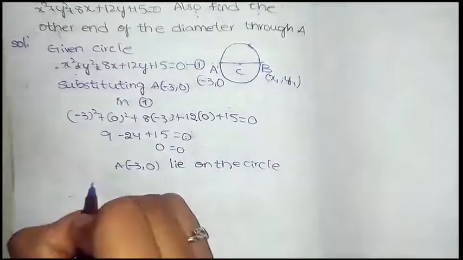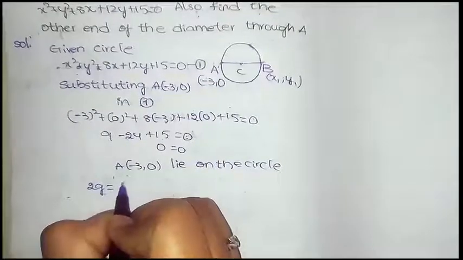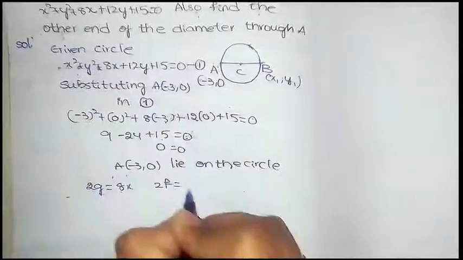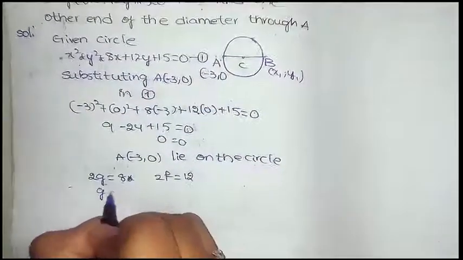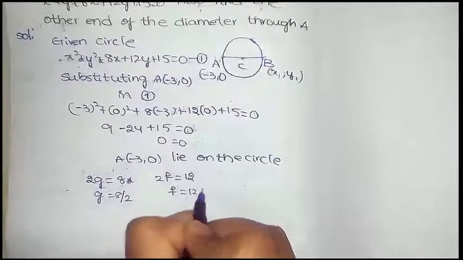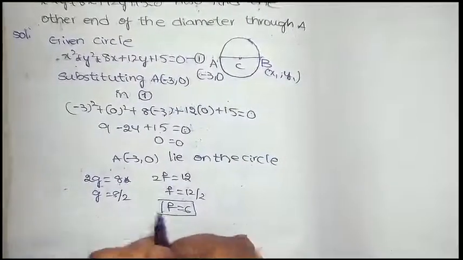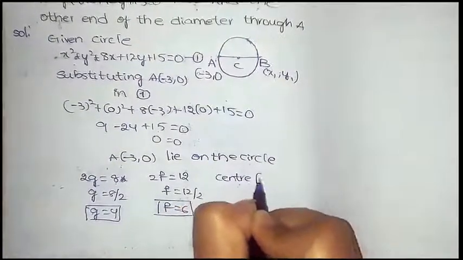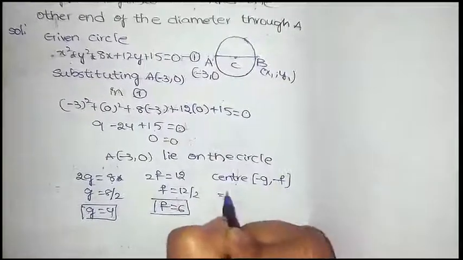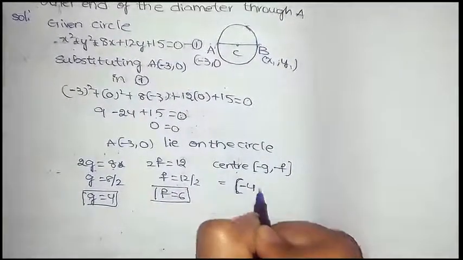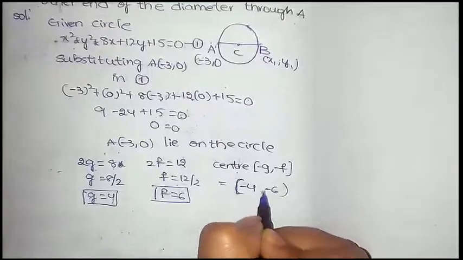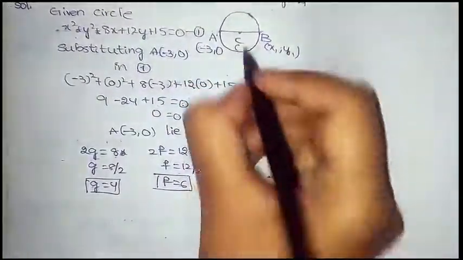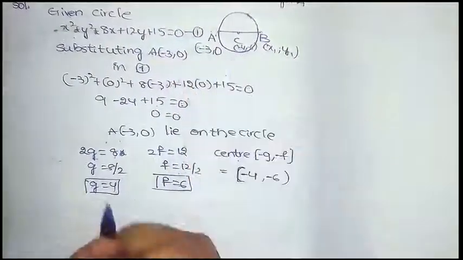Now we have to find the center. For the center, we have to find the g and f values. So 2g is 8 and 2f is equal to 12. So g is equal to 8 by 2, f is equal to 12 by 2. So f is equal to 6 and g is equal to 4. We already know the center is minus g comma minus f. So that is minus 4 comma minus 6. This is the center, minus 4 comma minus 6.